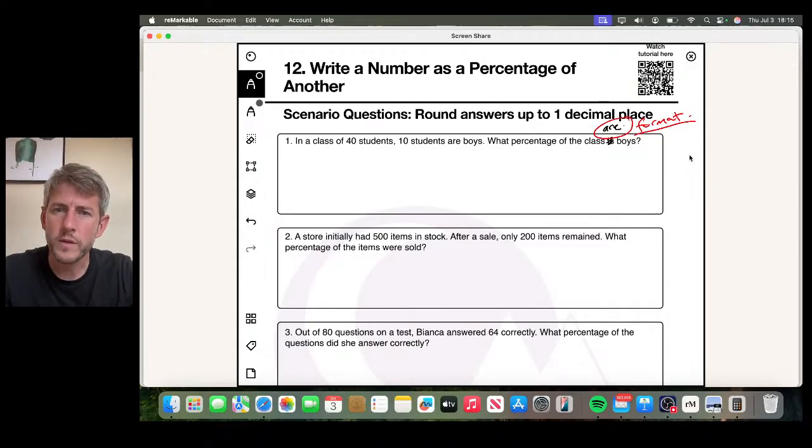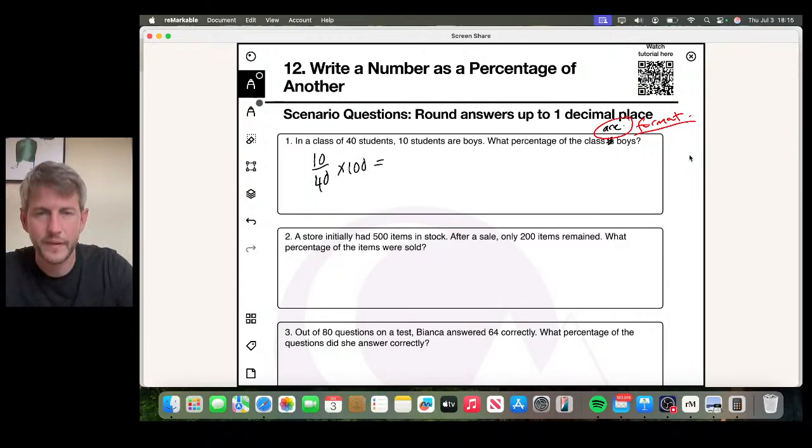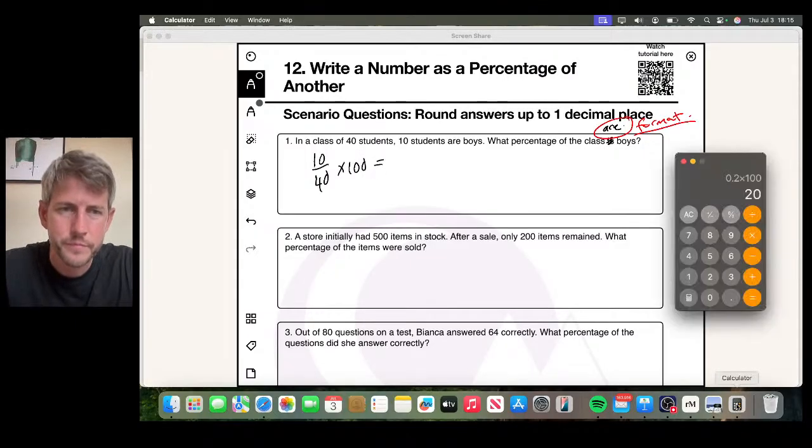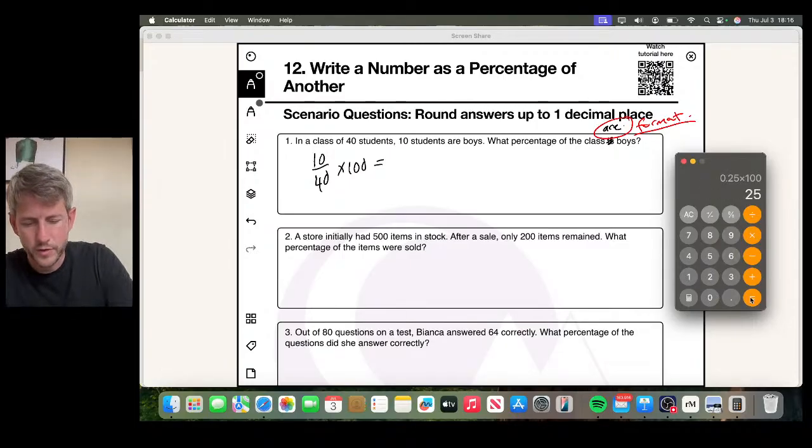So, 10 of the students are boys, so it's 10 out of 40 are boys. So we've got 10 out of 40 times 100, and we can find out what this is equal to. So 10 divided by 40 equals 0.25. And then we times that by 100, that'll be 25%.